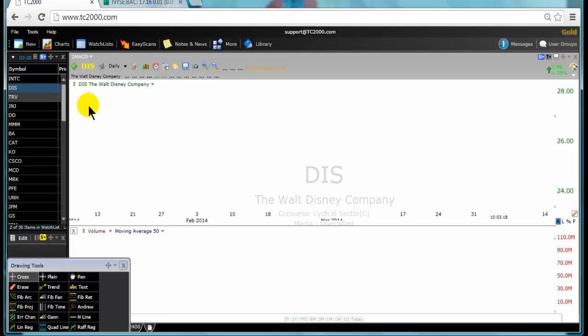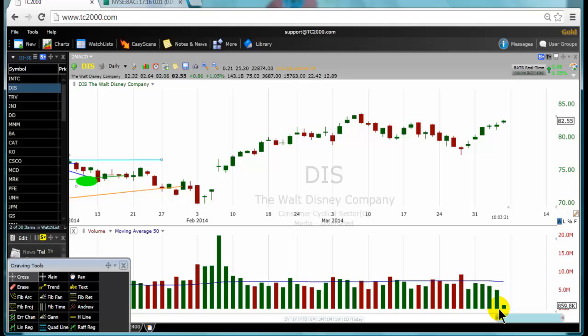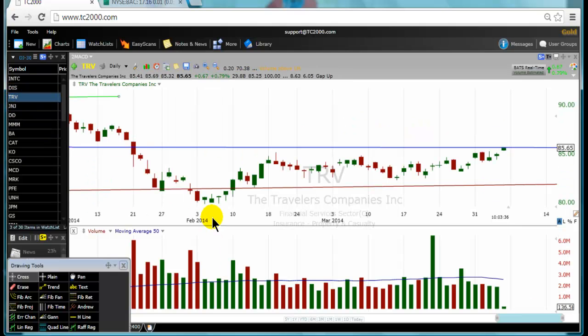The next stock is here, the Walt Disney stock. Again, on a daily chart, we want to pay attention. So here, there is no surge in trading volume. Personally speaking, I'm not very excited to look at this one for day trading. We are focusing on the trading volume in this case.